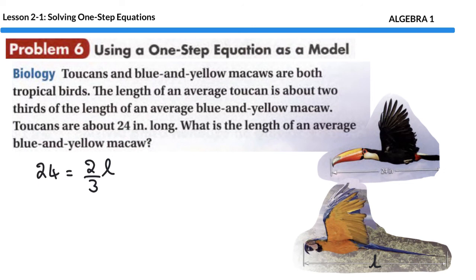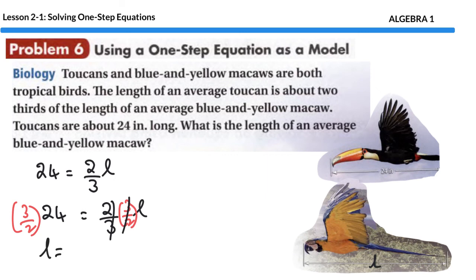So we have 24 is equal to 2 over 3 L. We will multiply by 3 over 2 on both sides. And this cancels with this. We are left with L is equal to 24 times 3 over 2, which is 36. So the length of the blue and yellow macaw is 36 inches. Good. You learned something about these two birds today. Excellent. Let's see whether you can do one on your own.